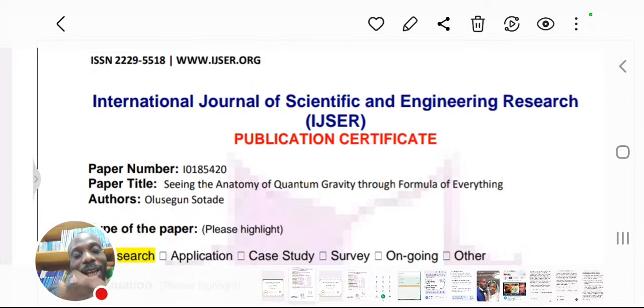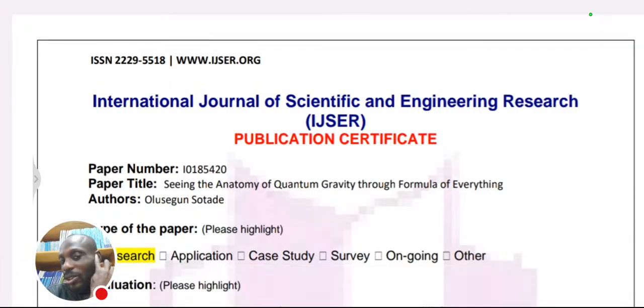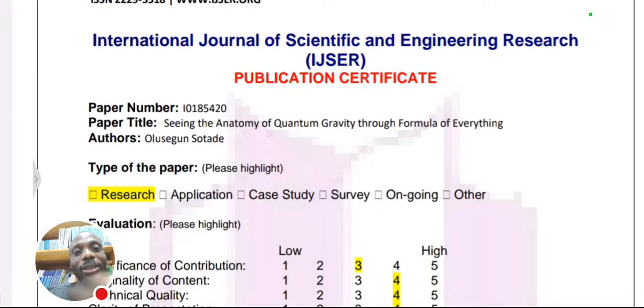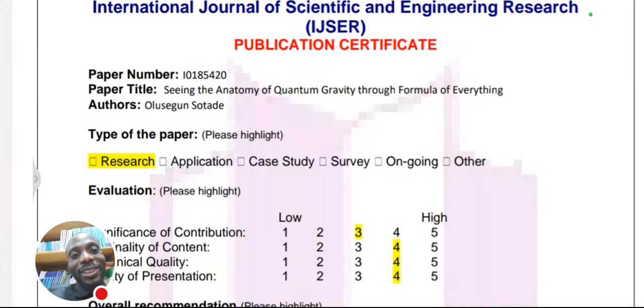You can see it right on the screen. International Journal of Scientific and Engineering Research, IJSER, publication certificate. Then the website, you can see the website at the left corner topmost region. The paper number is what we have right here, which is I018540. Now, paper title, this particular one is Seeing the Anatomy of Quantum Gravity Through Formula of Everything.